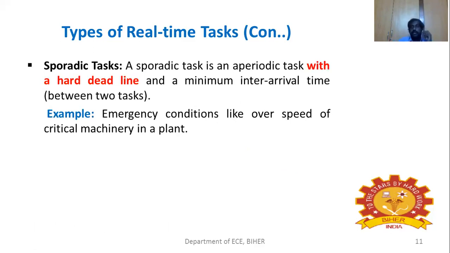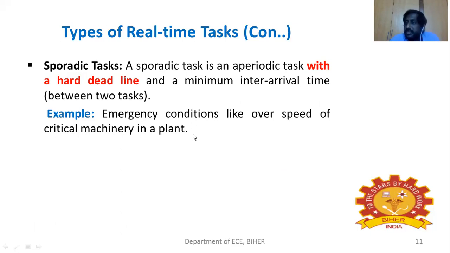Sporadic task is another kind of real-time task. A sporadic task is an aperiodic task with a hard deadline. This is the difference: it is an aperiodic task with a hard deadline and a minimum inter-arrival time between two tasks. For example, emergency conditions like overspeed of critical machinery in a plant.